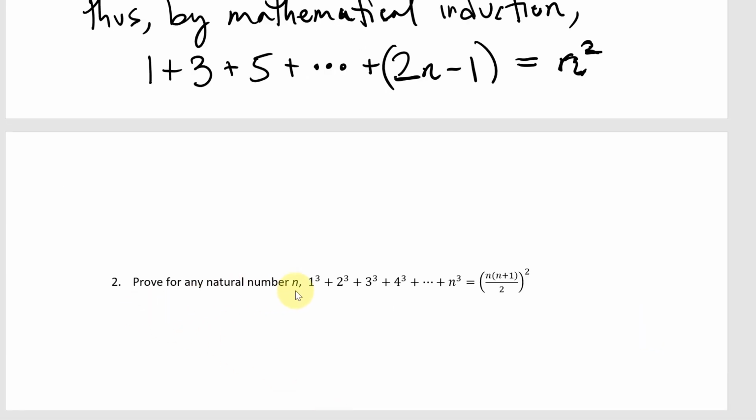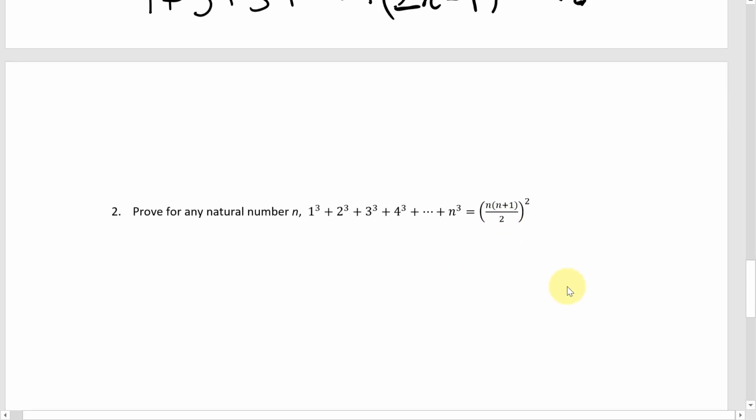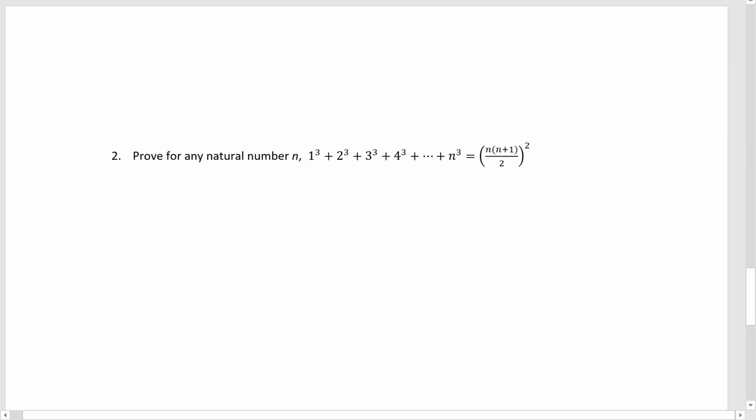Prove for any natural number n, the sum of the first n cubes is equal to this formula, which happens to be the sum of the first n natural numbers all squared. It's kind of an interesting pattern right there. Before we prove it, let's just look at a couple of examples. Take 1 cubed plus 2 cubed. If you add 1 plus 2, that's 3, and you can get the answer with 3 squared. That's equal to 9, right? Which is 8 plus 1.